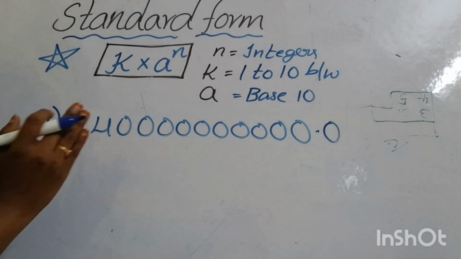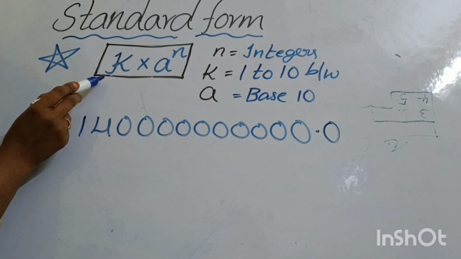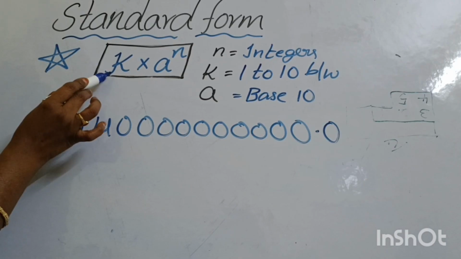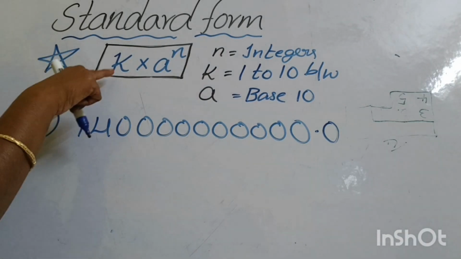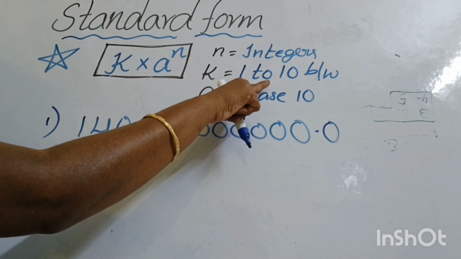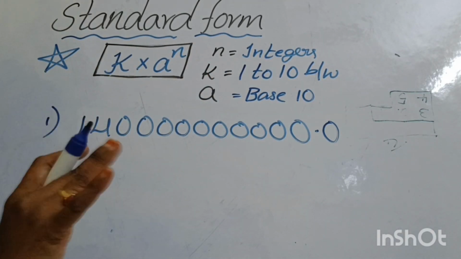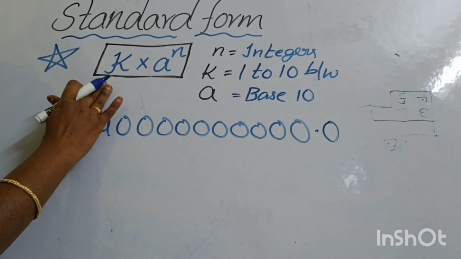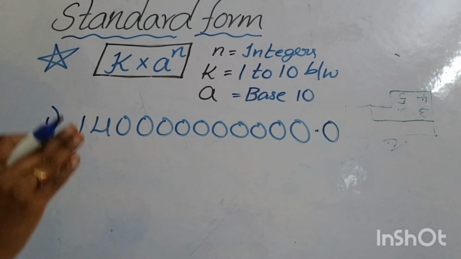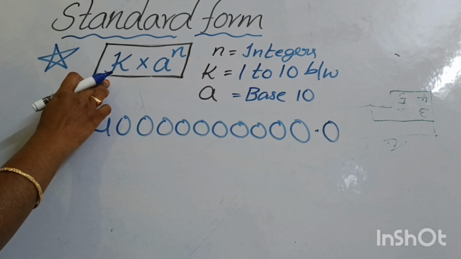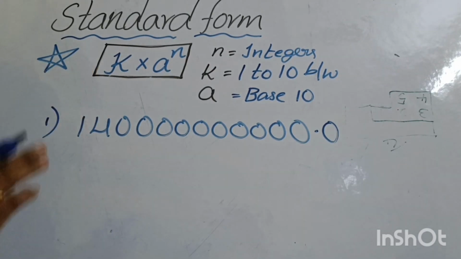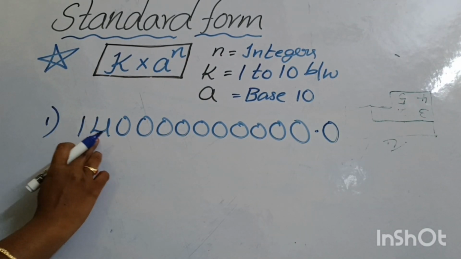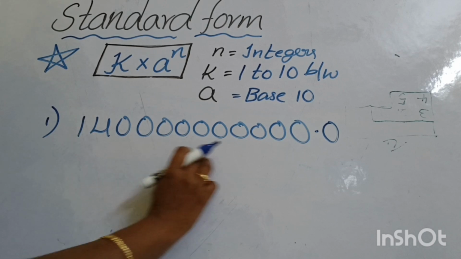Now see, to convert into this short form, the k value must be between 1 and 10. Means the k value must be less than 10 and greater than or equal to 1. It's like a single digit. It should not be a double digit. The k value should always be a single digit. So now I'm going to make this k value a single digit. Here see, 1, 4, it's like 14 something, right?